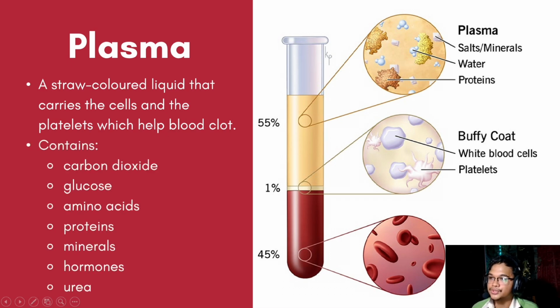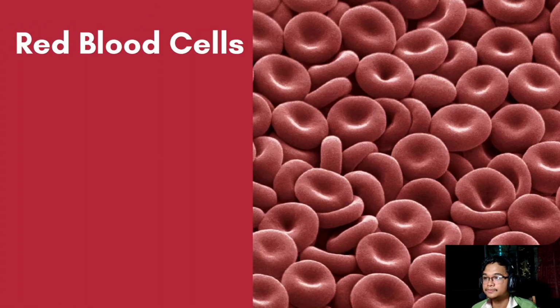Also, it has carbon dioxide, glucose, amino acids, proteins, minerals, hormones, and urea. If you're not familiar with urea, it's the one that's being filtered by the kidneys so that it can be excreted away from the body, because it's a waste material that is being generated by the cells.